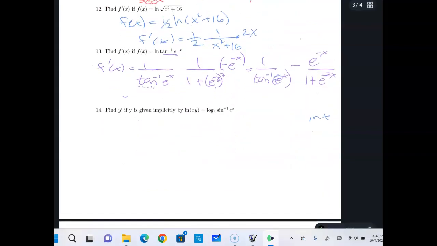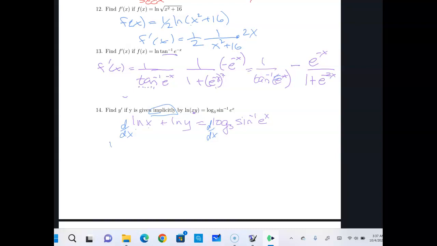Okay, last one here. So before I go dig in, I'm thinking, are there any log properties? Yes. So I could split this up to be ln of x plus ln of y. And I still haven't taken the derivative. And again, do not bring that -1 down, because that has a different meaning than just the power, right? So now I'm ready to take the derivative with respect to x. That's what implicit means, right? Whenever you see a y, it means f of x.